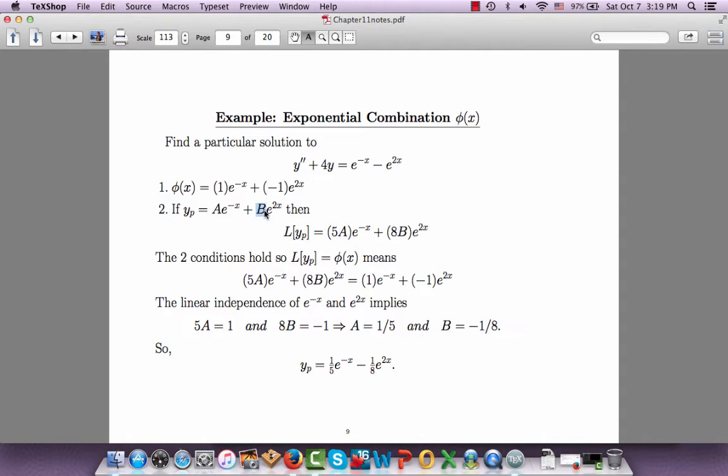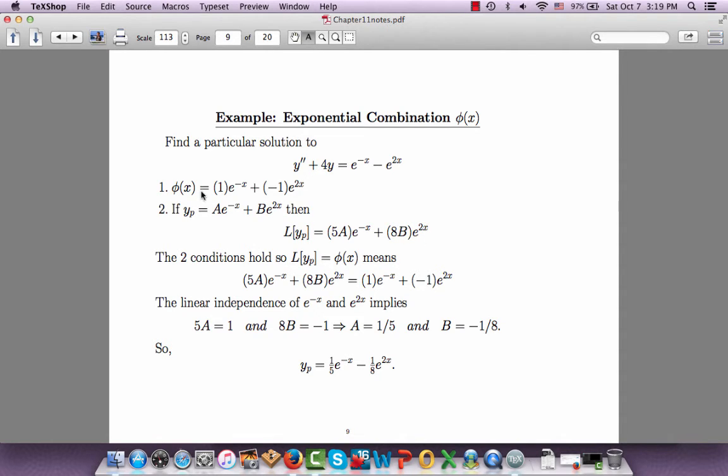And then for the second term, the second derivative is going to be 4 times b times e to the 2x, because each time we differentiate, the chain rule gives us a factor of 2. And then we add to that 4 more of these, so that's 8b. So we have 8b e to the 2x.